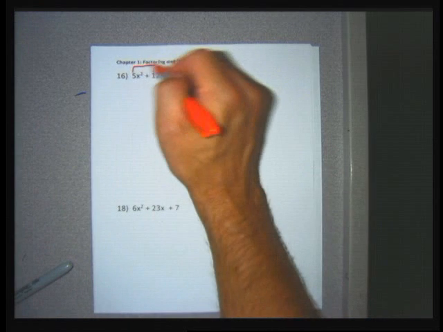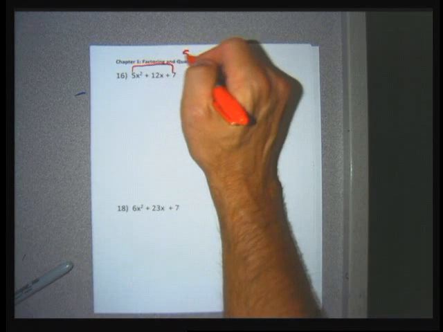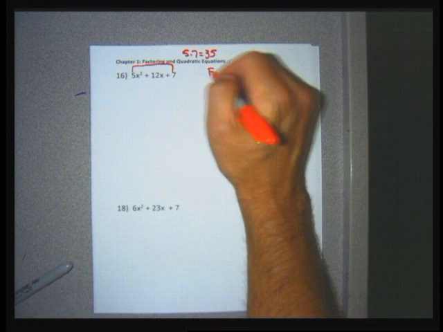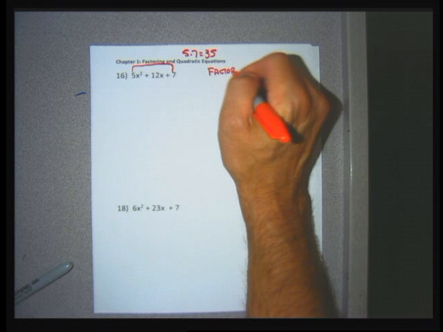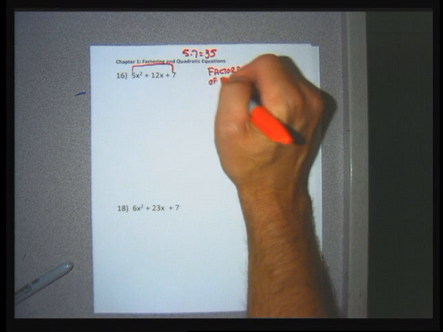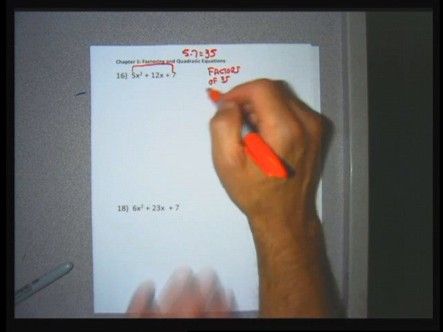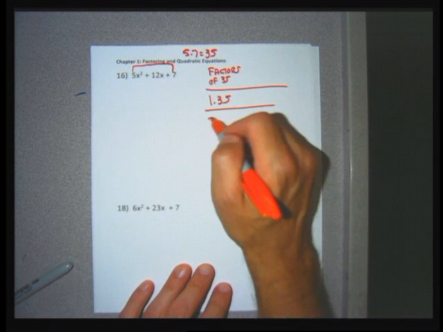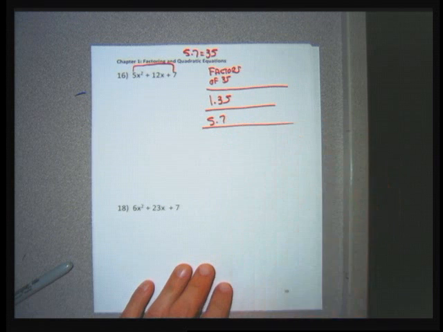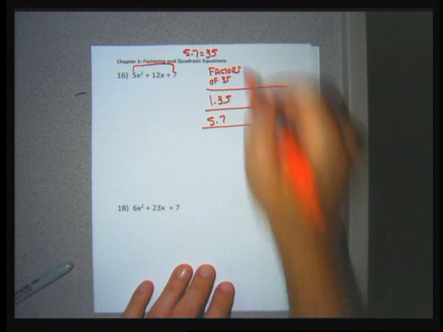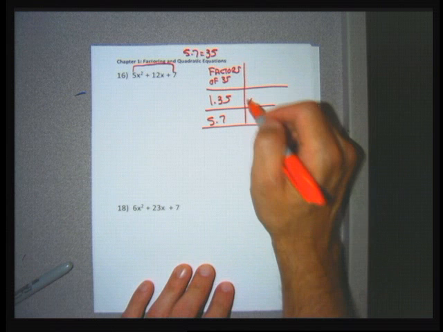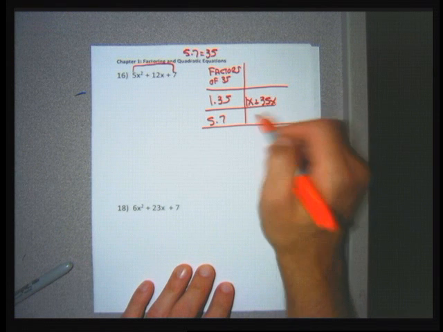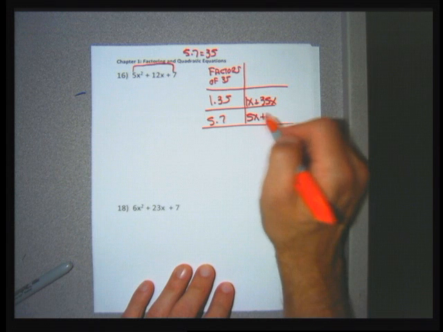I'm going to multiply the 5 and the 7. I'm shooting for 35. So I need the factors of 35. And again, this is nice because there aren't any negatives. Factors of 35 that I can think of are 1 and 35, 5 and 7. Don't have any signs to worry about, so I won't throw any signs in. My rewrite can be 1x plus 35x, or 5x plus 7x.